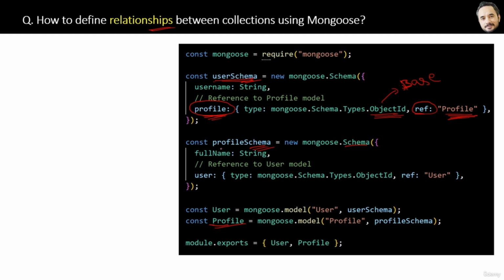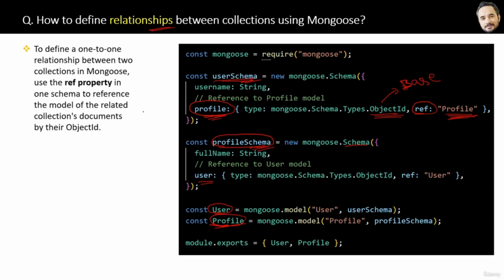Now here is our profile schema, and there also we have embedded the user, and here are our models, user and profile. All right, that is the answer to this question, and the same is written here in very simple words so that your last minute revision will be very quick and fast.